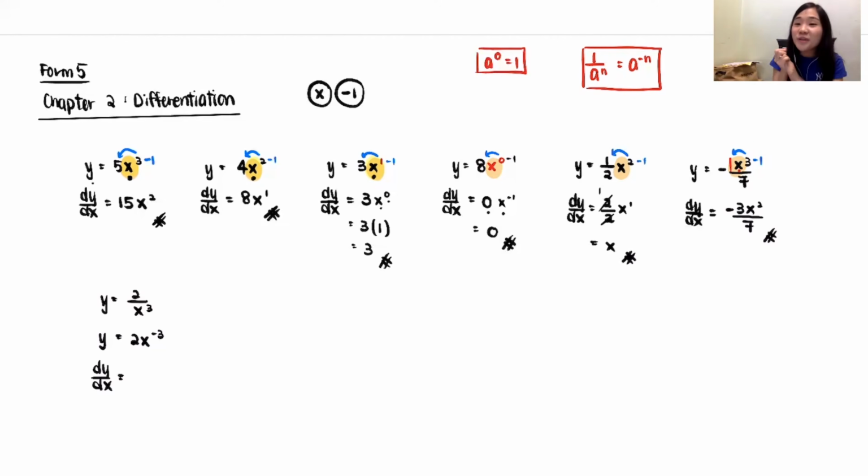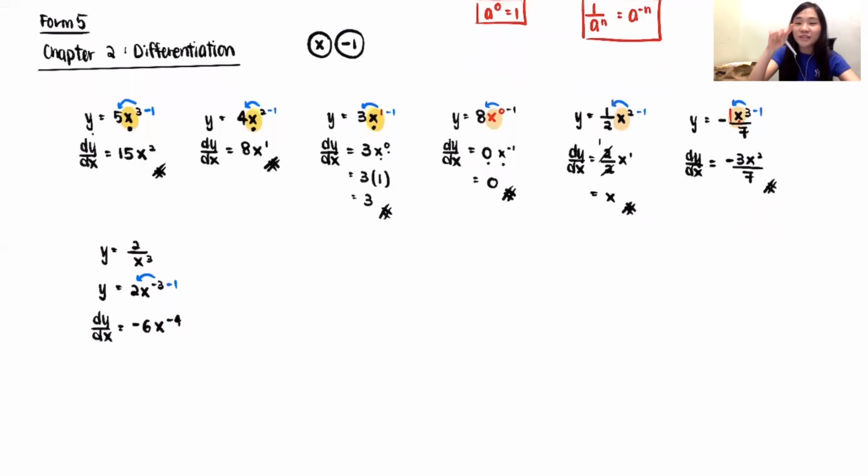Understand? So how do we differentiate, guys? We will times and then we will minus 1, okay? Like what we did just now. So we times negative 3 times 2, isn't it negative 6? After that, we will minus 1. Negative 3 minus 1, isn't it negative 4? So I think my example is exactly understandable because it's the same thing as the previous one, right? So you just need to times and minus 1.